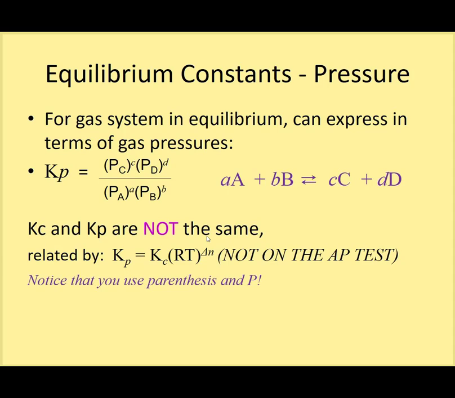Kc and Kp are not the same. This is a formula right here where you can see the relationship between converting a Kp, which is measuring pressure, and a Kc, which is measuring molarity. But this is not on the AP test. They'll never ask it, so just know they're not the same. And if you have pressures, you use parentheses. And if you have concentrations, you use brackets.